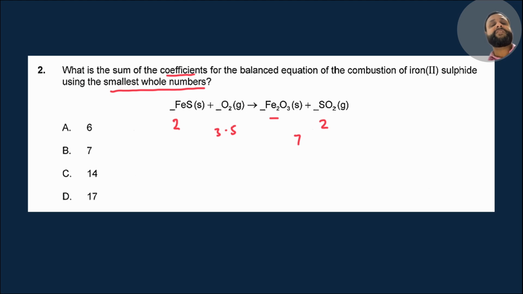But we need to balance this equation with the smallest whole numbers. So if I multiply everything by 2, then I will have 4 iron sulfide, 7 oxygen molecules, 2 iron oxides, and 4 moles of sulfur dioxide. So we have 11 coefficients on the reactant side and 6 coefficients on the product side. If we add them together, we will have 17 coefficients. So hence D is the correct answer.